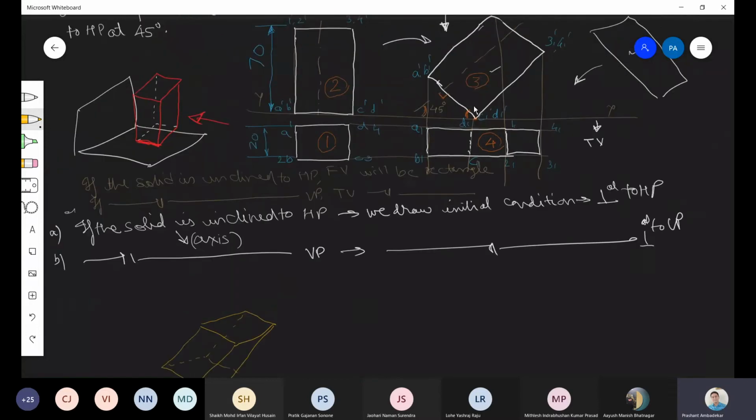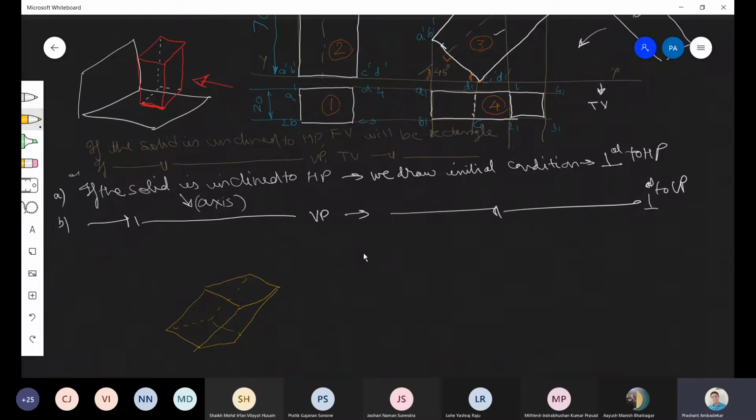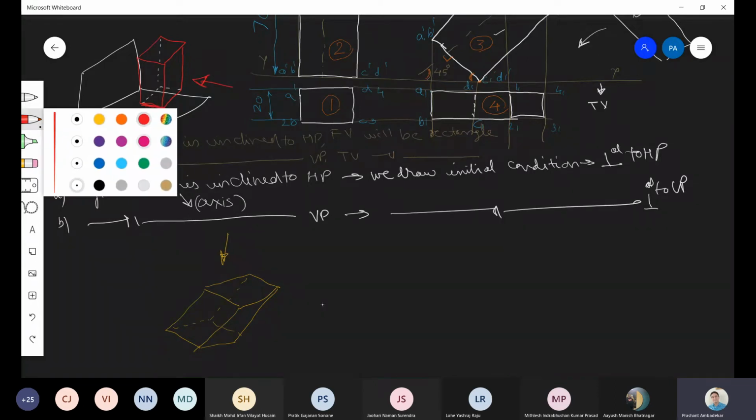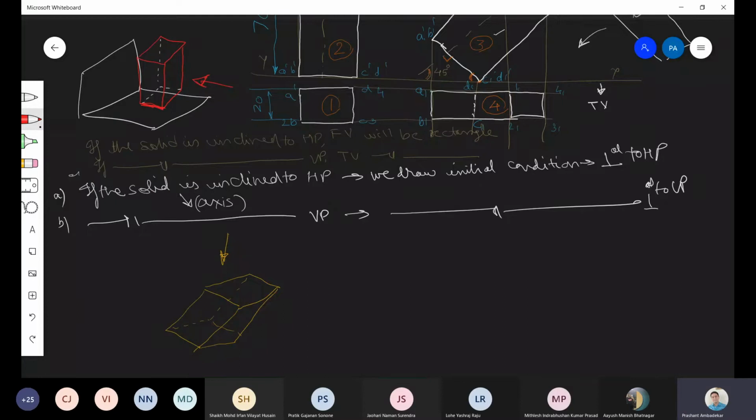What I have drawn here is this. So after inclination, you will see it like this. When you see from the top view, you will see all the lines. Only this line cannot be seen. Which one? This one. This one will not be seen from the top view, because it is from the bottom part. So this cannot be seen.